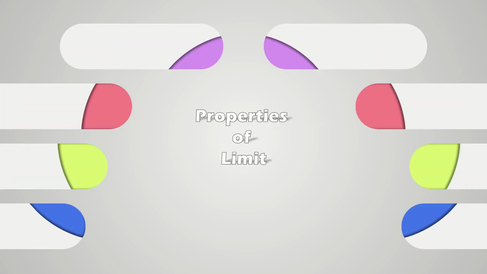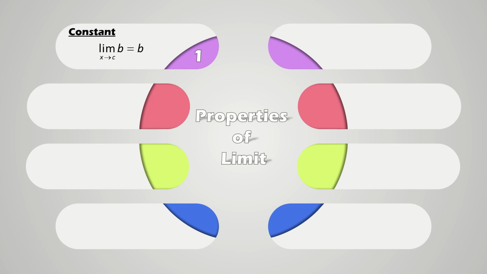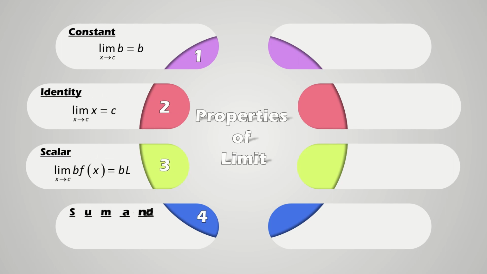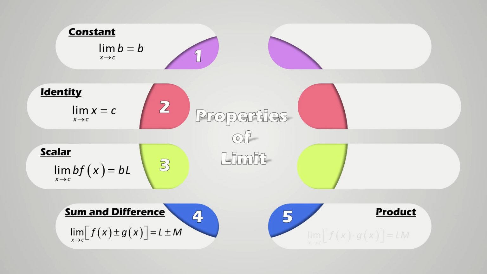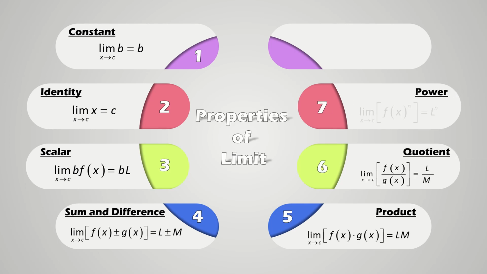The previous 8 videos are focused on the limit properties such as constant, identity, scalar, sum and difference, product, quotient, power, and radical property of limit. This video is focused on additional practices to these limit properties and on what to do if you encounter an undefined result after directly applying limit properties.